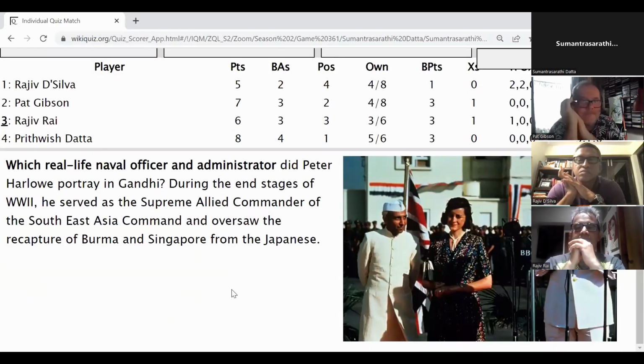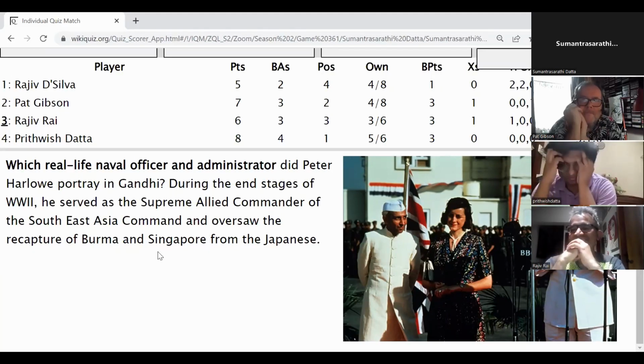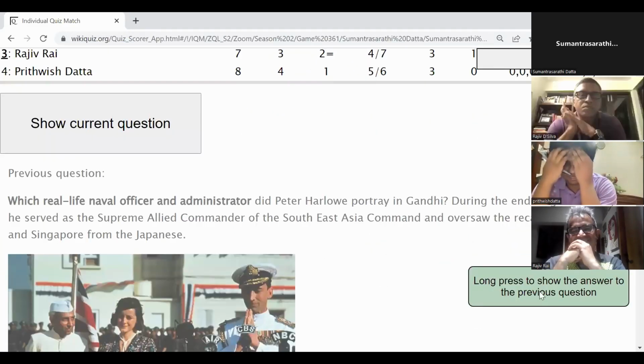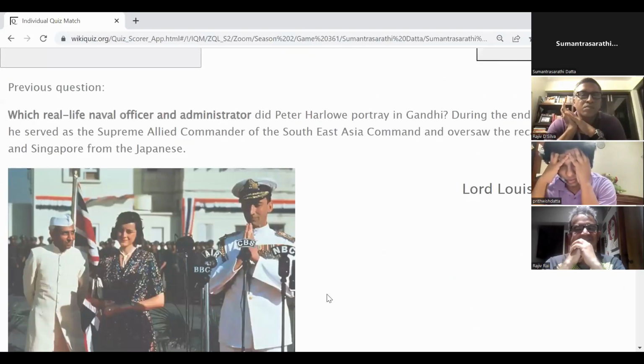Which real-life naval officer and administrator did Peter Harlow portray in Gandhi? During the end stages of World War II, he served as the Supreme Allied Commander of the Southeast Asia Command and oversaw the recapture of Burma and Singapore from the Japanese. Mountbatten. Correct. And your second question now.